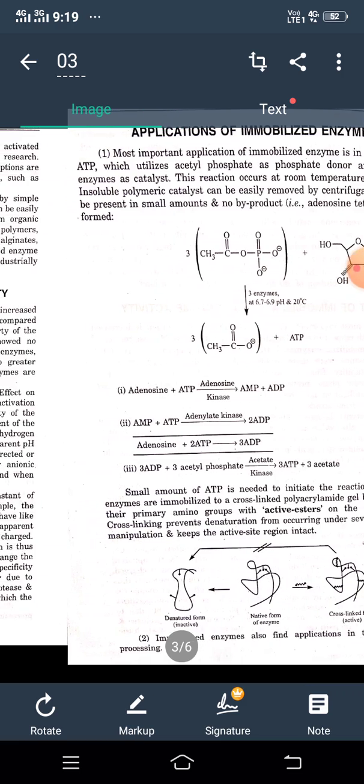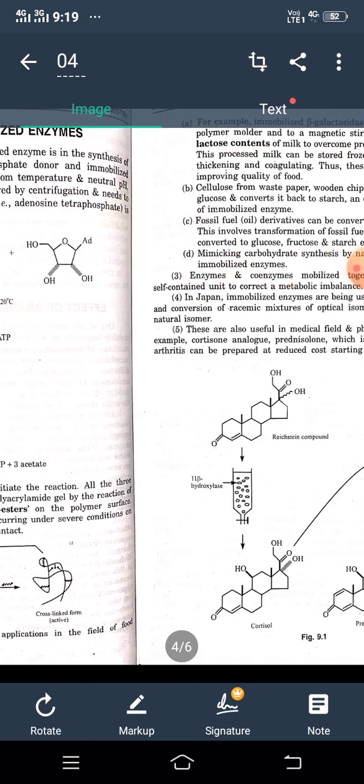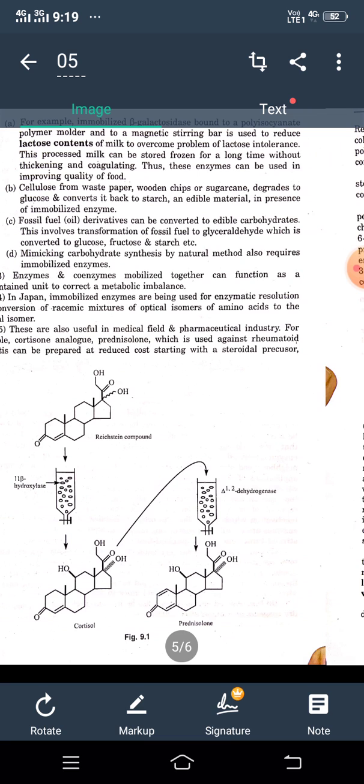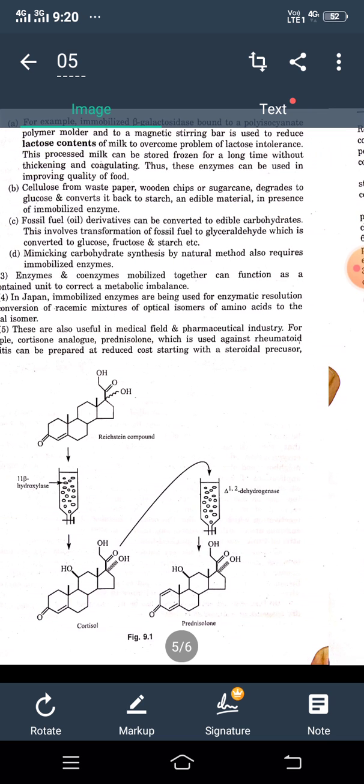Now, secondly, these enzymes can also find applications in the field of food processing. Thirdly, it can be polymer molded onto a magnetic stirrer bar, which is used to reduce lactose content of milk to overcome problems of lactose intolerance. This processed milk can be stored frozen for a long time without thickening and coagulating. Thus, these enzymes can be used in improving quality of food.